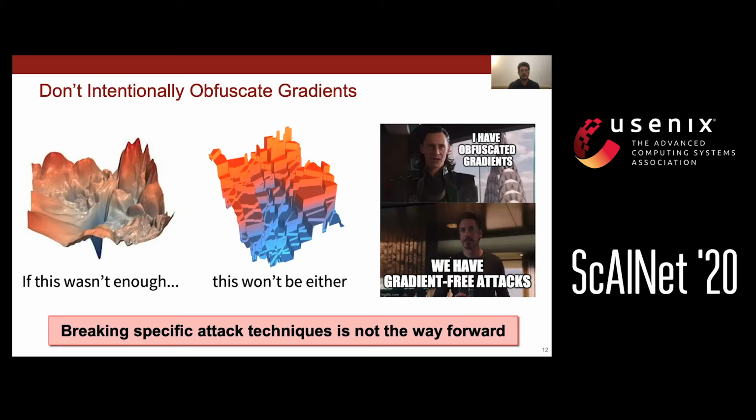And this really goes to the heart of what a good adaptive evaluation should do. An evaluation shouldn't show that the defense resists some specific attacks, but it should make a convincing case that it can resist all attack techniques in some attack model. And so this approach of trying to obfuscate gradients is just not going to be able to achieve this.